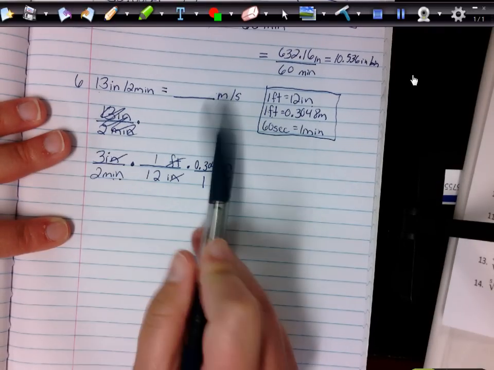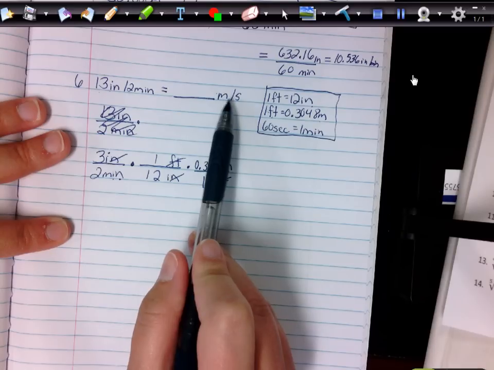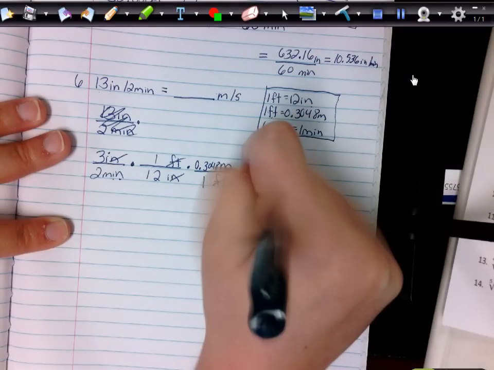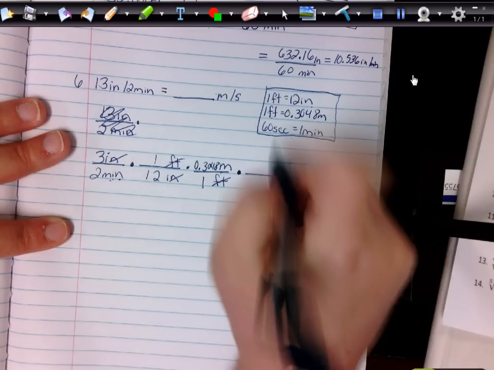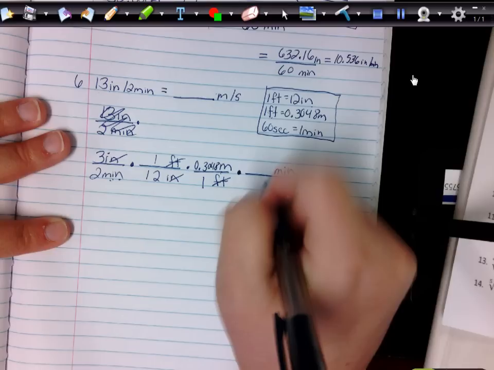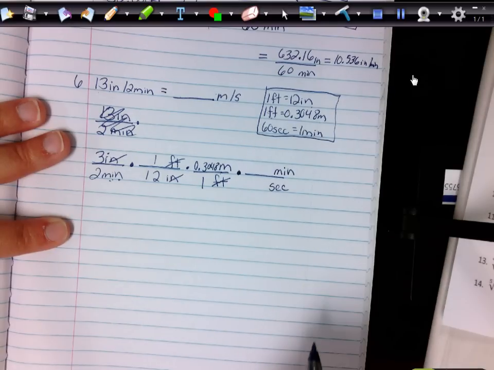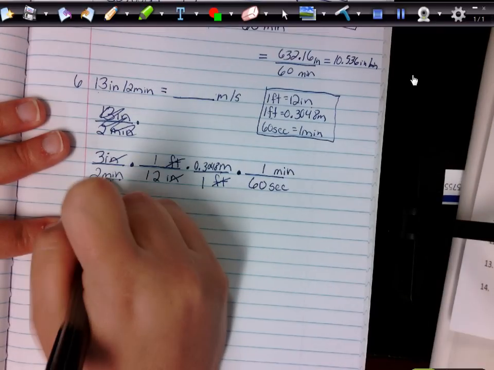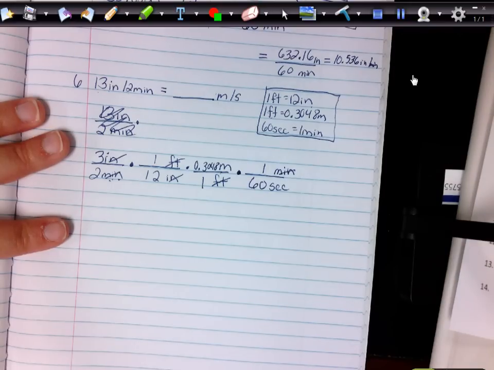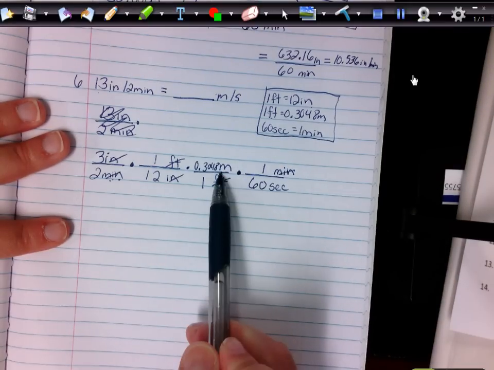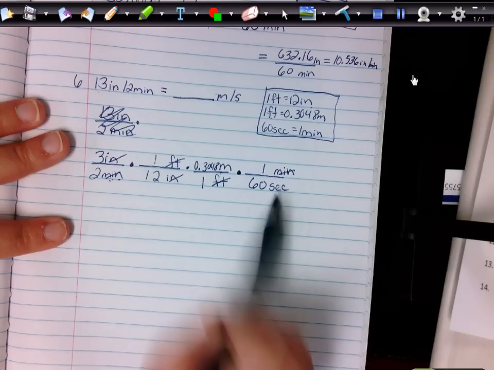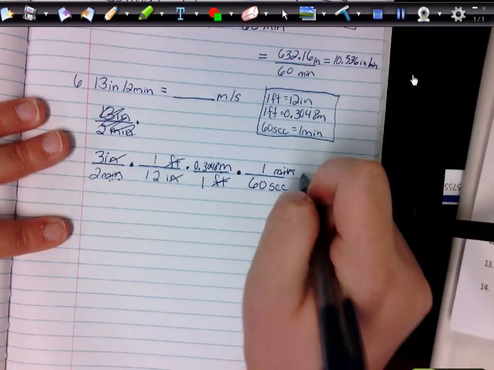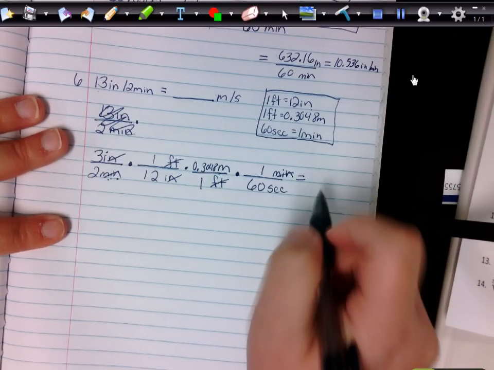So I'm close. I got my meters, but I don't want meters per minute, I want meters per second. So we need to go minutes to seconds. This one looks a little bit different because my minutes are on the bottom, so I need minutes on the top so that they cancel, and seconds on the bottom. It's 1 minute and 60 seconds. My minutes on the bottom and my minutes on the top cancel. Let's look at what we have left: meters over seconds, or meters per second, which is exactly what I wanted.